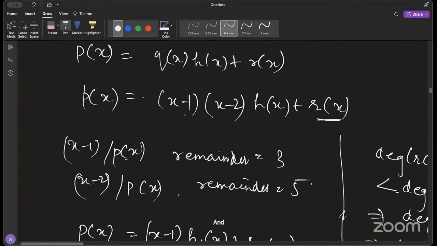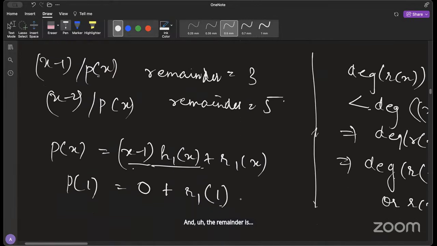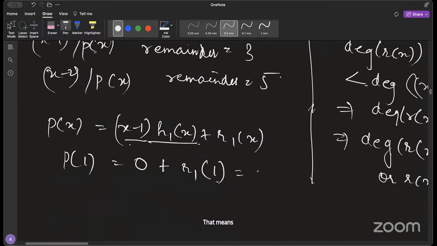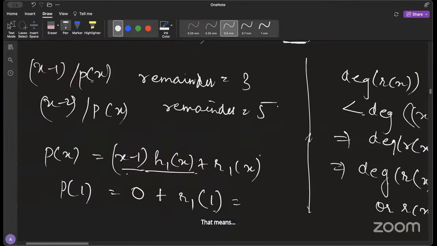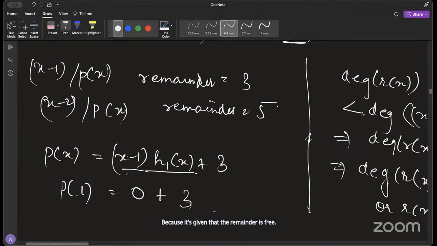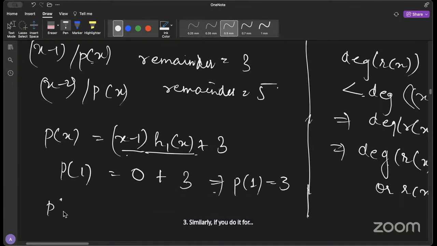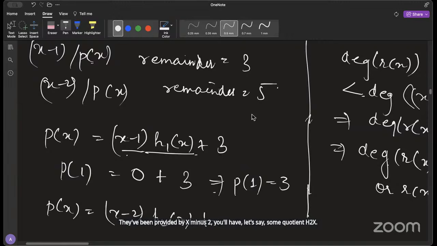And your remainder is 3. That means this remainder was just 3, right? We could have written 3 here because it's given that the remainder is 3. This will be 0 plus 3. This means that p(1) should be 3. Similarly, if you divide it by x minus 2, you'll have some quotient h2(x), and then the remainder. And the remainder is 5, right?